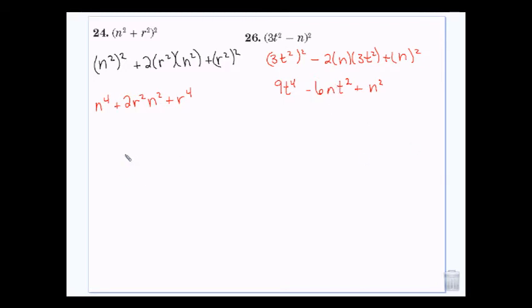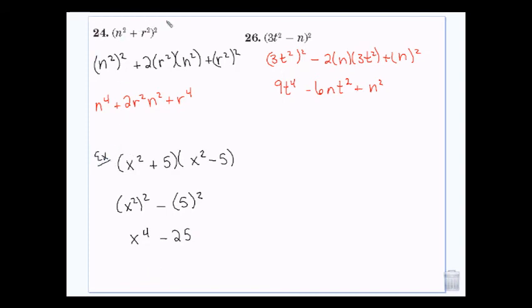And likewise, if I have, say, x squared plus 5, x squared minus 5. Just because these have exponents doesn't change anything. I'm going to take that first one and I'm going to square it. And I'm going to take the second one and I'm going to square it. So it would be x to the 4th minus 25. Okay, so if you see exponents already in the parenthesis, don't let it make it seem like you have to do something new or extra or different. It's the same pattern.